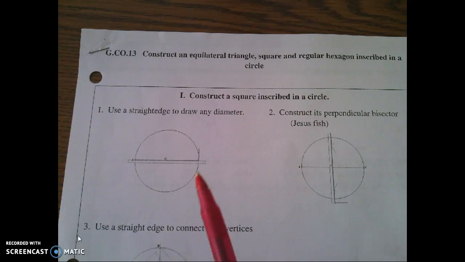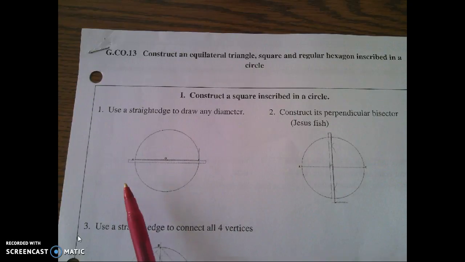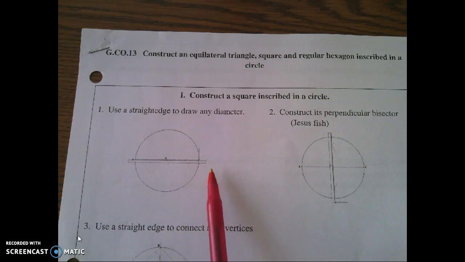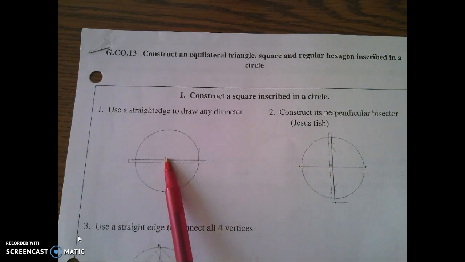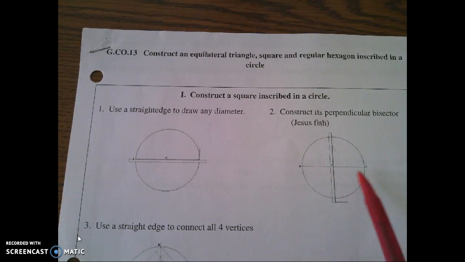So if you ever had to construct a square inside a circle, first thing you're going to do is use your straight edge and just draw any diameter. Just make sure you're going through the center of the circle. And then you are going to do the perpendicular bisector of that diameter. So that's your Jesus fish. And that is going to create a new segment. And then you're just simply going to connect the four vertices. So I will show you what I'm talking about.